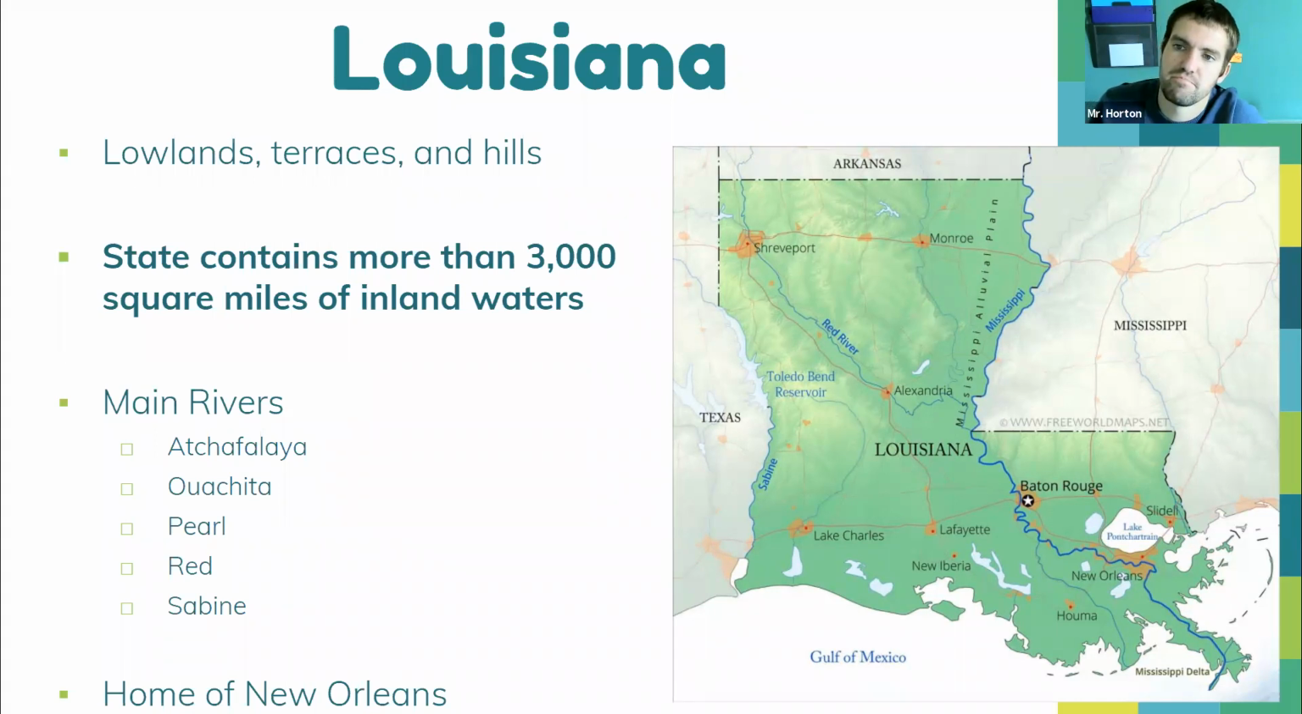Yes, Sophia? What do we write down again? Just that second bullet point. It contains more than 3,000 square miles of inland water.